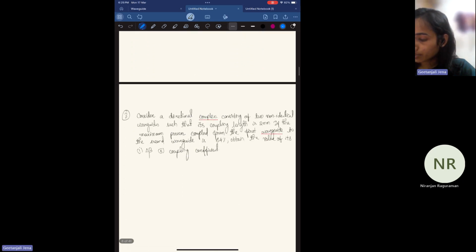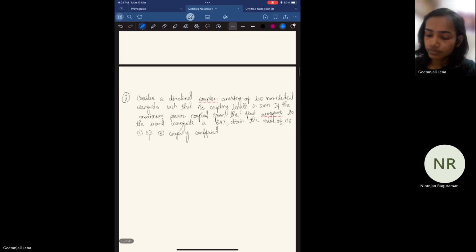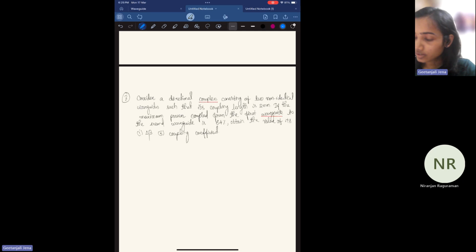So let us move to our next problem. Please go through the question once. Okay, it is somewhat similar to what we have seen in question number 1, I think. Yes.